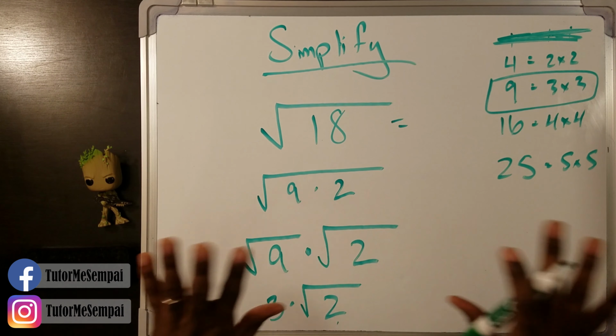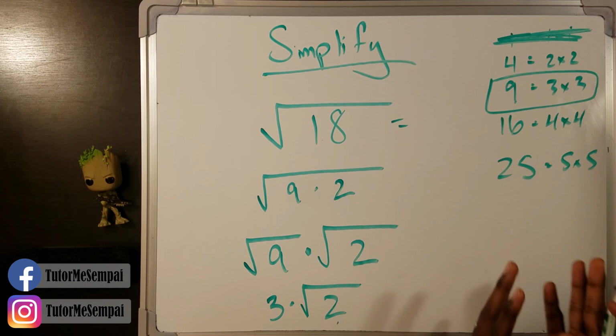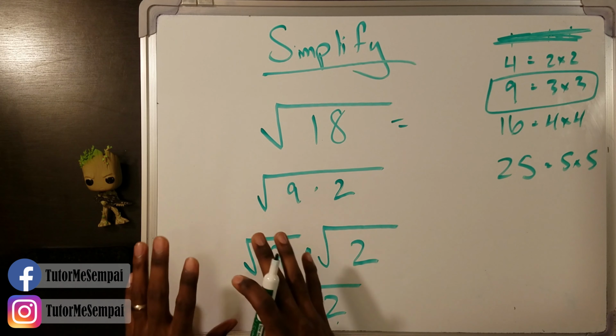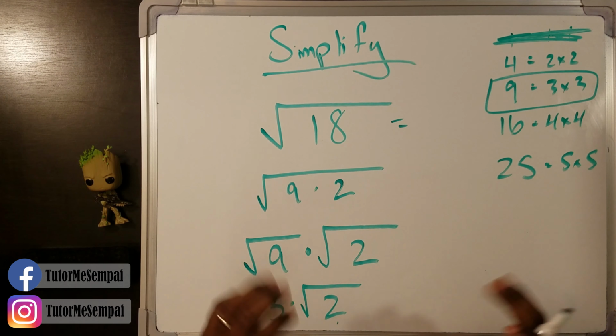You don't even have to look at the other factors or break things down into your prime factorizations for your square roots or your cube roots if you know your perfect squares or your perfect cubes. Let's look at another example.